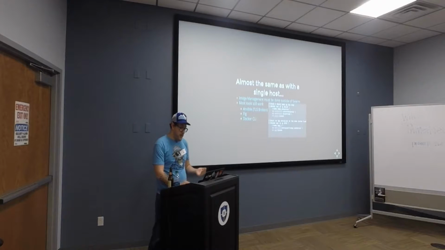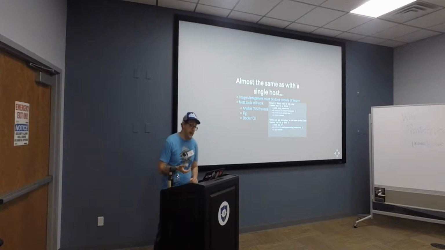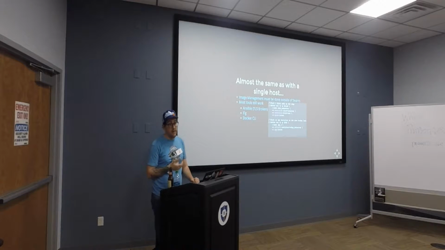Interacting with it is almost the same as with a single host, with one major exception and one minor exception. The major one is that image management needs to be done outside. Docker Swarm does not handle, at this point in time, explicitly pulling down an image to a backend host. If you go to start a container and the image does not exist, it will automatically attempt to pull it down in the background, synchronously, prior to firing up the container.